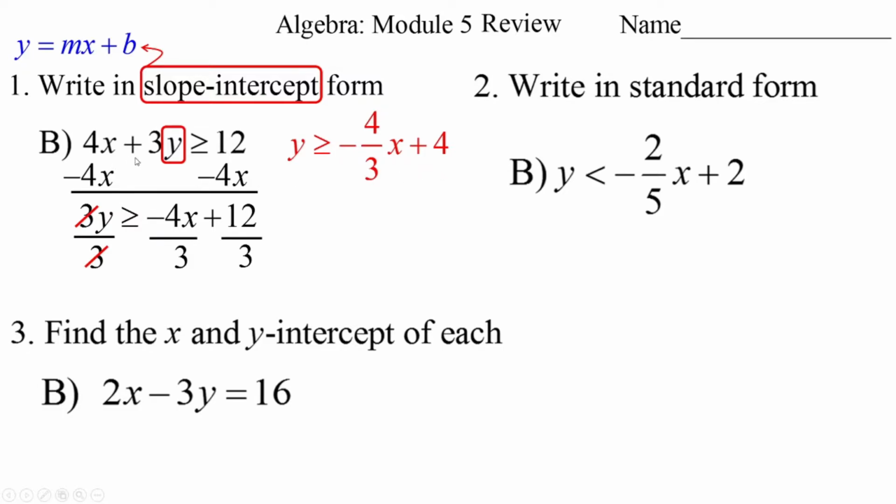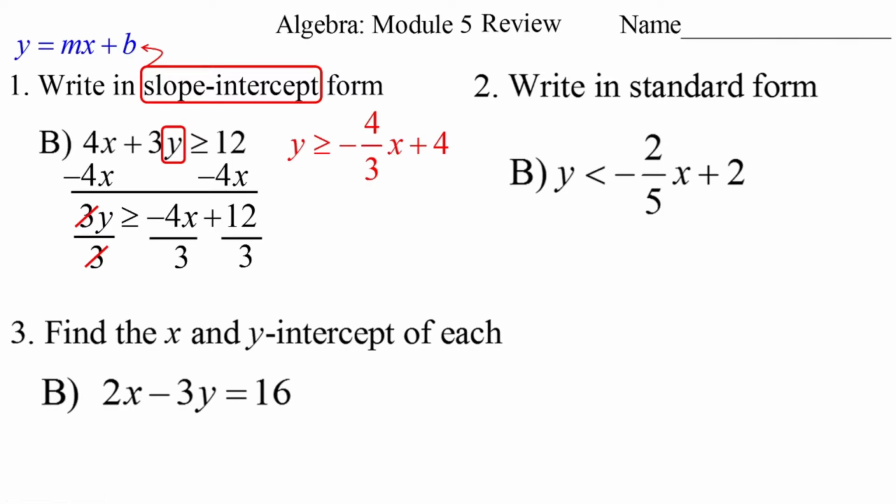So 4x plus 3y greater than or equal to 12 in standard form can be written in slope-intercept form as y is greater than or equal to negative 4/3 x plus 4. These are the same inequality written in your two different forms. Now for number 2, they want us to go the other way. They give you an inequality in slope-intercept form, and they would like it in standard form.